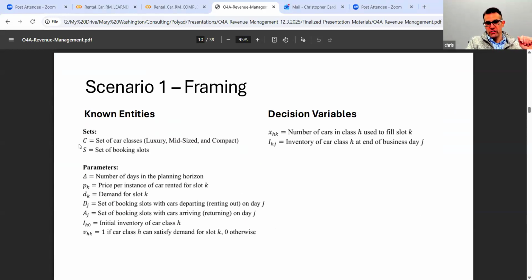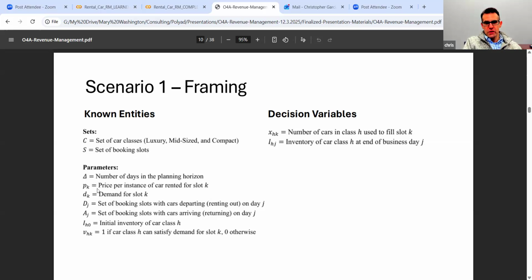So with the sets here, we have the set C, which is going to be the set of car classes. So this is going to be luxury, midsize, and compact. And S is going to be my set of booking slots. Okay, and then we have some parameters. We're going to let delta be my number of days in the planning horizon. You'll see why I'm using delta rather than D in just a second.